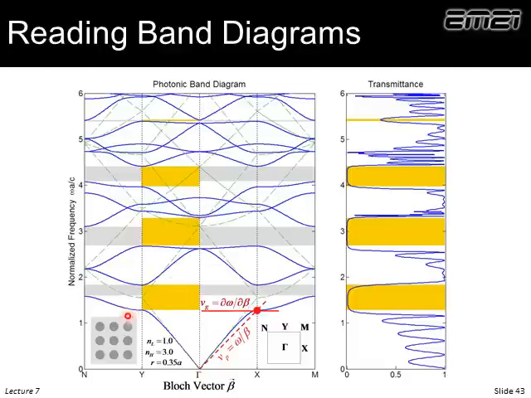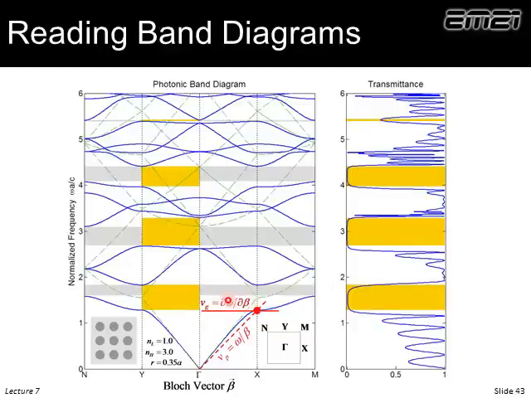Well, I used rigorous coupled wave analysis and I modeled transmission vertically through this lattice. So that's the Y to Gamma direction. And here's that simulation. And since the vertical axis is frequency, I also made the vertical axis here frequency and I scaled them to be the same. And notice the transmittance dips here. And notice the width of this dip. It's exactly this. We're seeing the partial band gap.